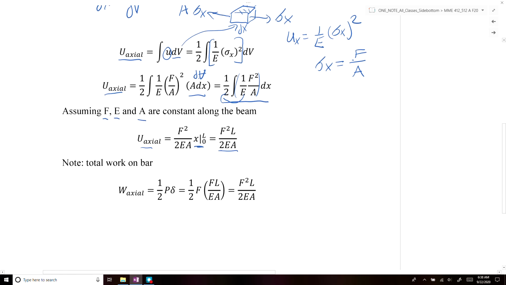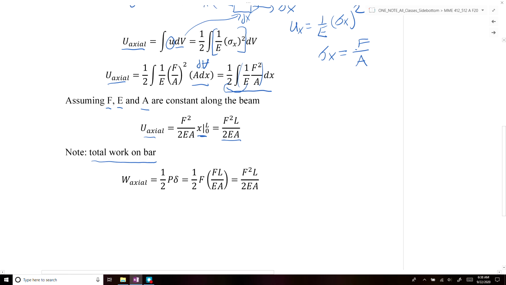And just for comparison, if we want to find the total work done on the bar, we know that the work on a system is equal to the force applied times the displacement times 1/2. So if we plug in 1/2 and our force applied, we know the displacement of an axial rod from strength of materials is the force times the length divided by EA. So we end up getting the same values for these two equations. That's good because we know that the strain energy in an elastic system should be equal to the work done on the bar. All right.